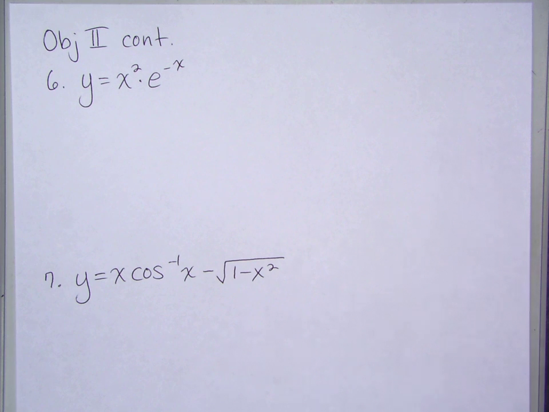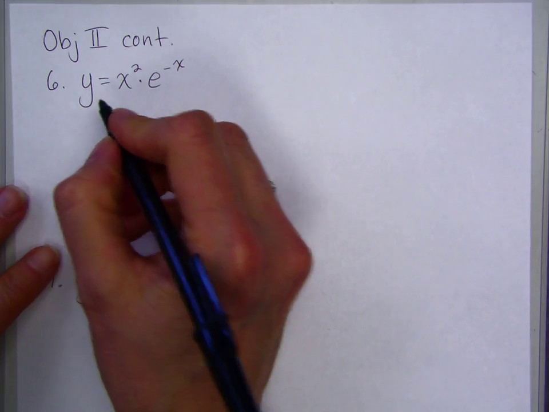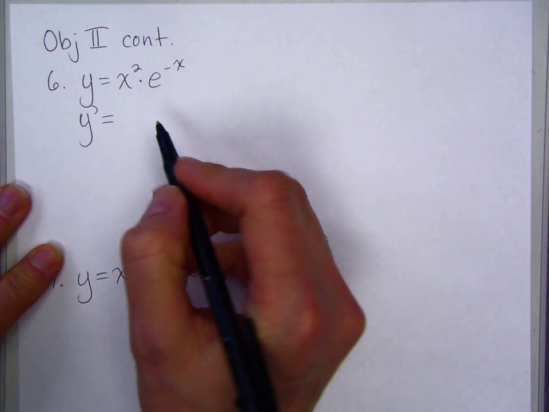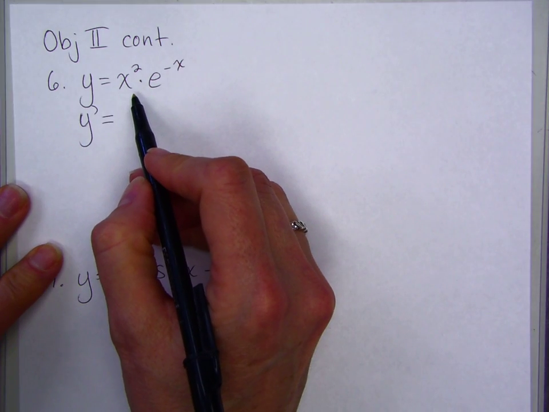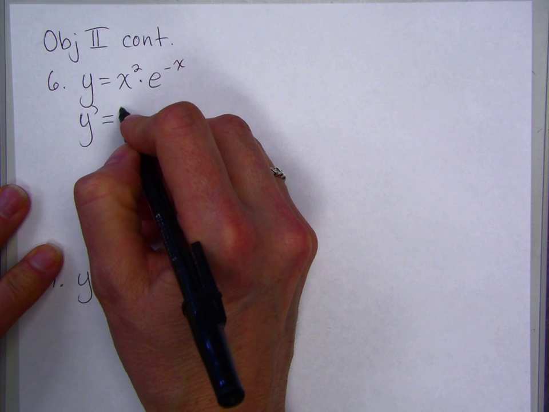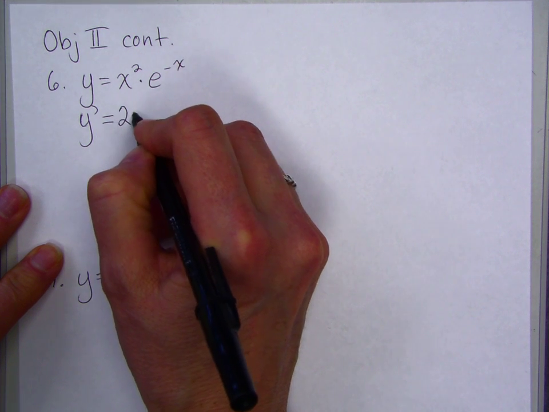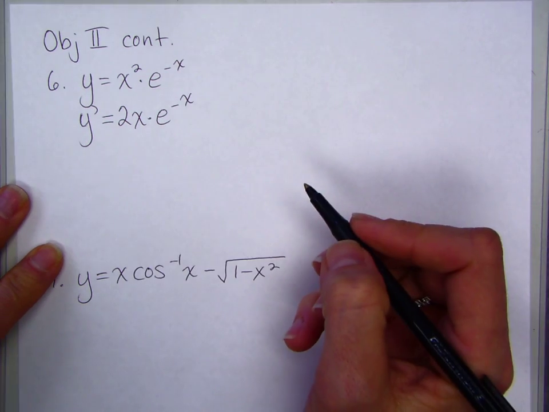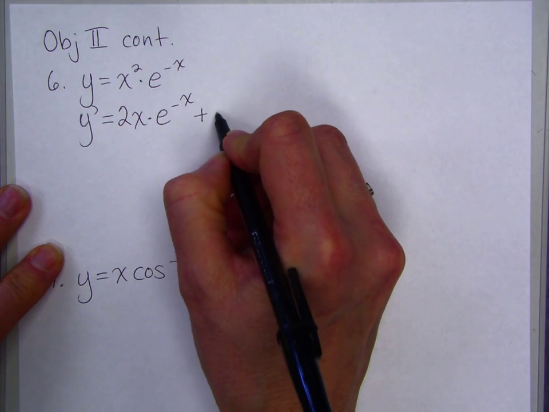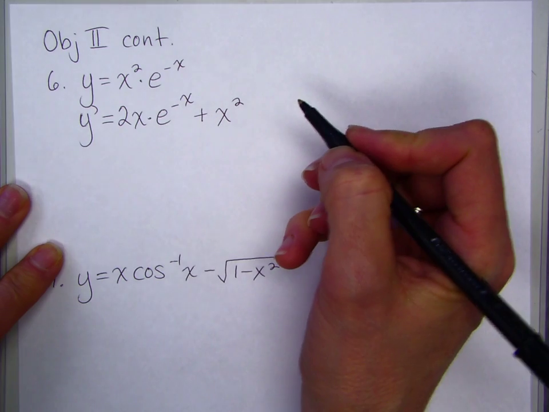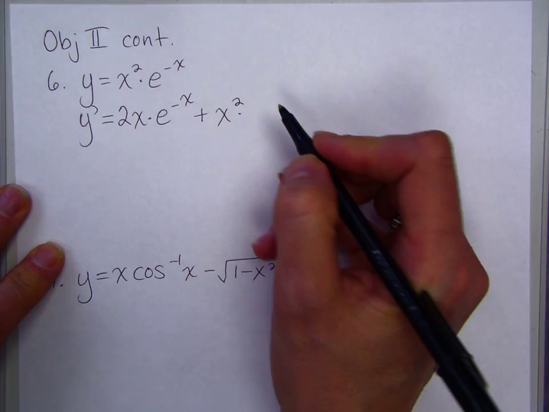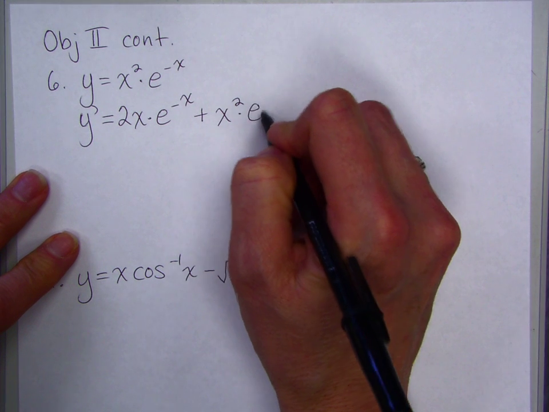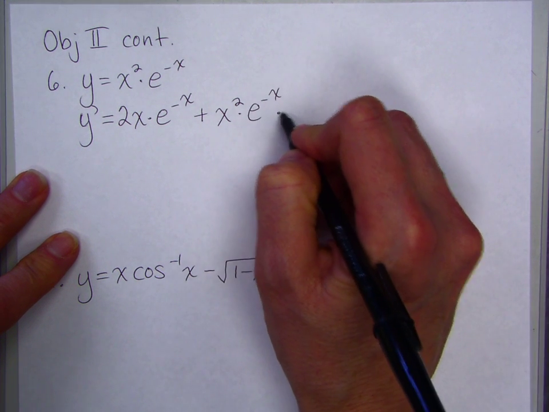And so here we go. When we differentiate this, y prime, we take the derivative of x squared, which is 2x, and we leave the other part alone. Plus, then we leave x squared alone, and we multiply that by the derivative of e to the negative x, which is what? e to the negative x times negative 1.